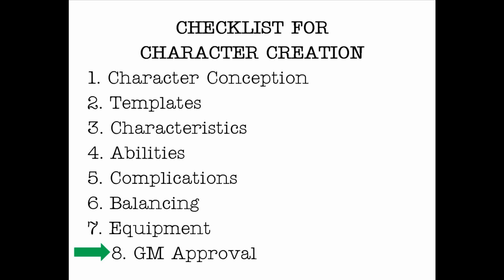Now we're at the final step, which is GM approval. Since everything's balanced and he's not overcost and he's got enough complications, the GM says that this character is ready to go. And there you have it. We have now an example of a post-apocalyptic character.